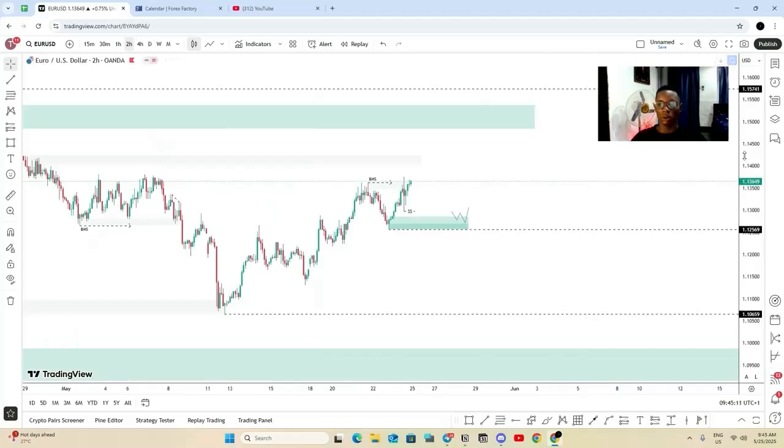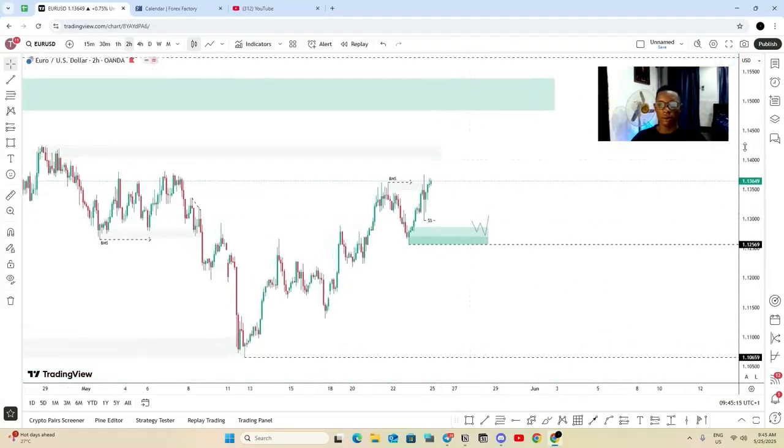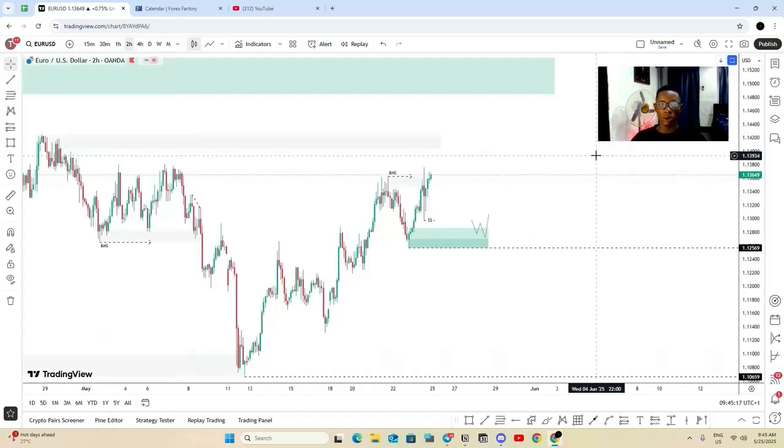So let's go, guys, on the chart. Let me show you guys the step-by-step process. Okay, here we go, guys. We have EUR/USD from the 2 hours time frame. So what am I really anticipating on EUR/USD?